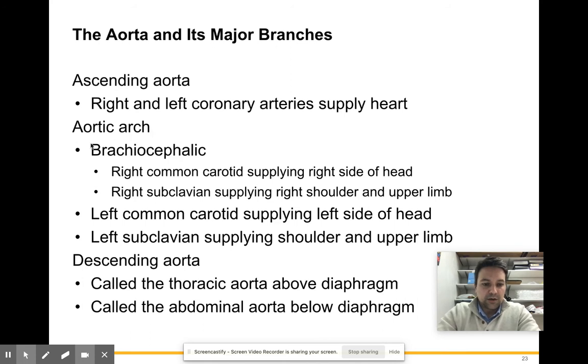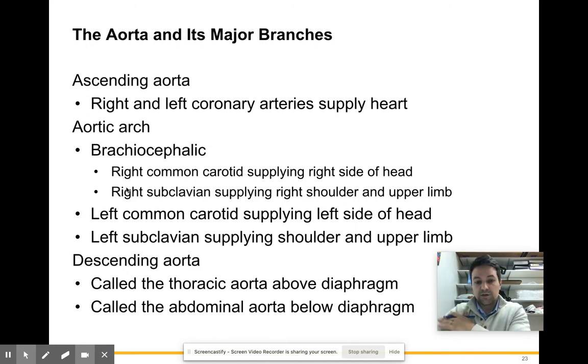We have the aortic arch, which is that curve that I was just talking about. We have the brachiocephalic artery. Brachio means arm, and cephalic means head. This brachiocephalic region is going to break up into the right common carotid artery, which goes to the right side of your head, and the right subclavian, which goes to your right shoulder.